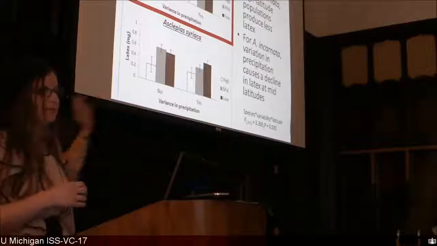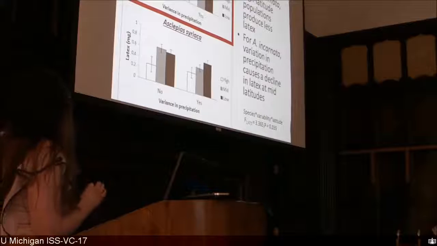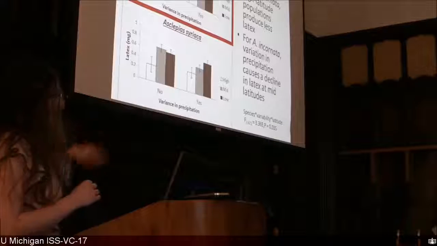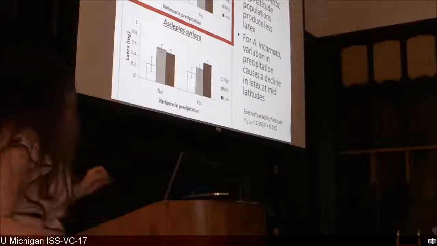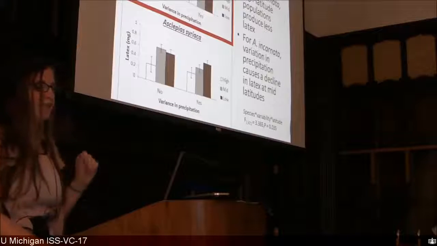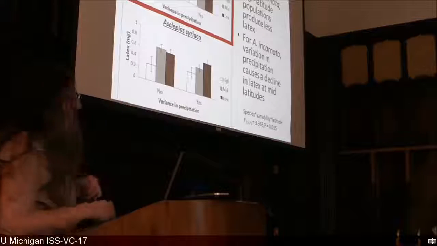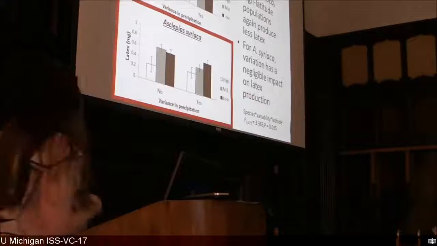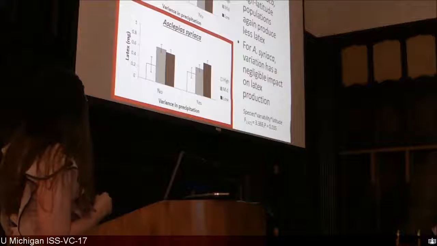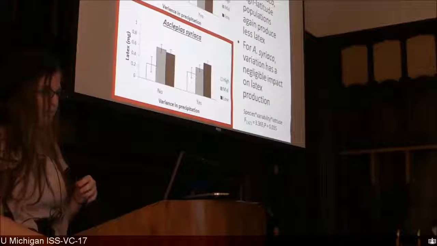And for Asclepias incarnata and syriaca, I found significant differences in variance in precipitation. So whether there was any variability in precipitation or not. And so for Asclepias incarnata, we found that high latitudes produce less latex. However, variation in that precipitation caused a decline in latex production at mid-latitudes. And if you look at the bottom now, for Asclepias syriaca, high latitude populations again produced less latex, but variation had a negligible impact on production.